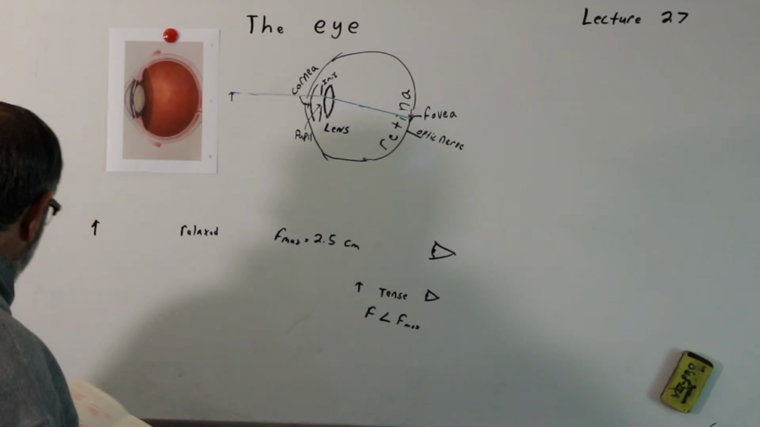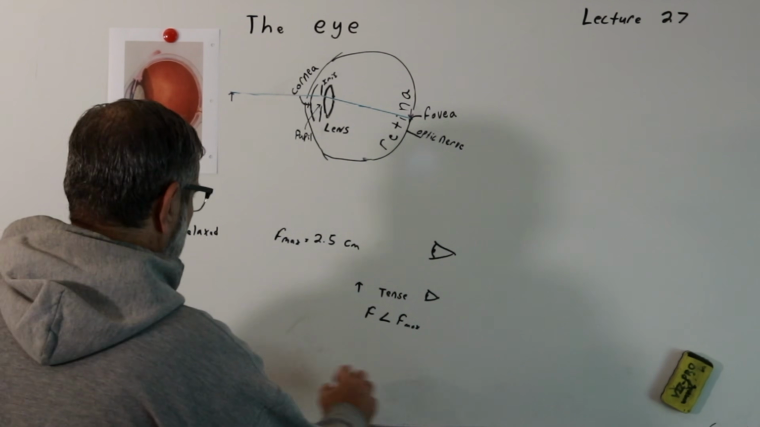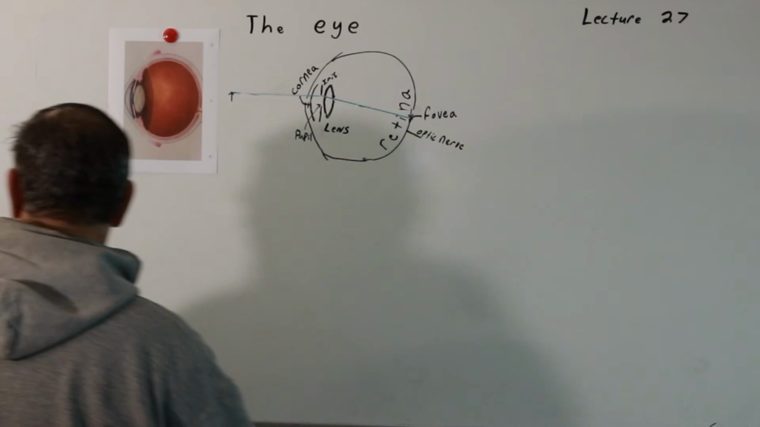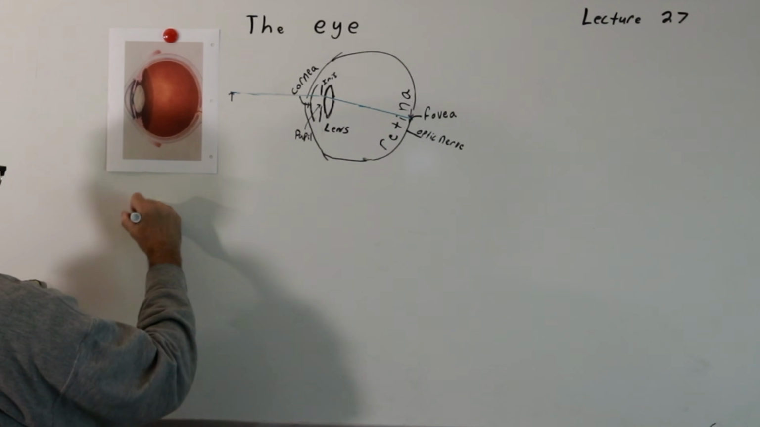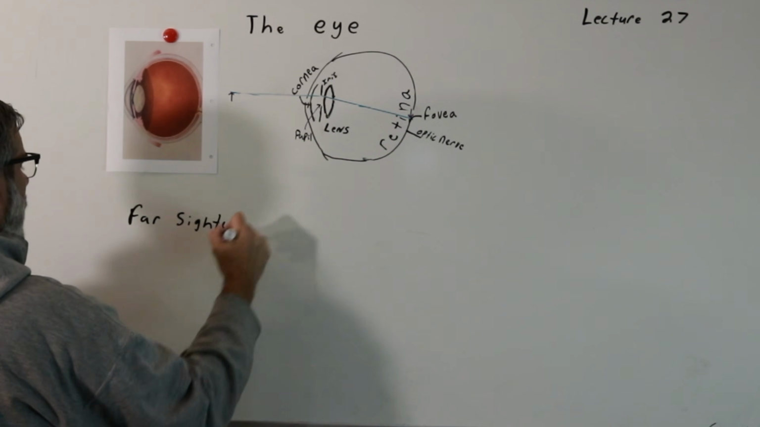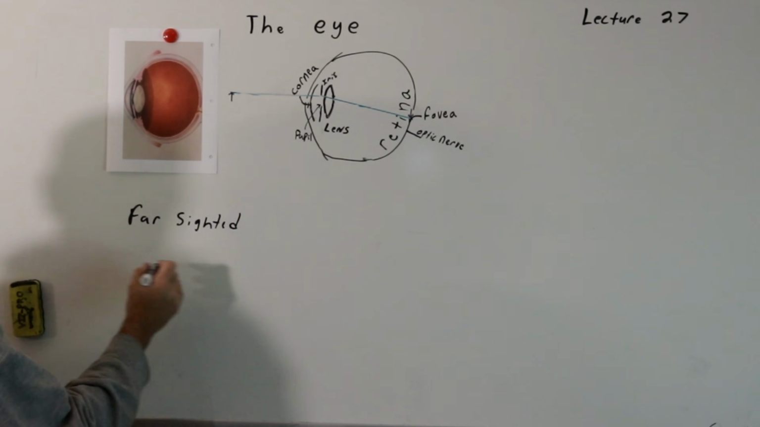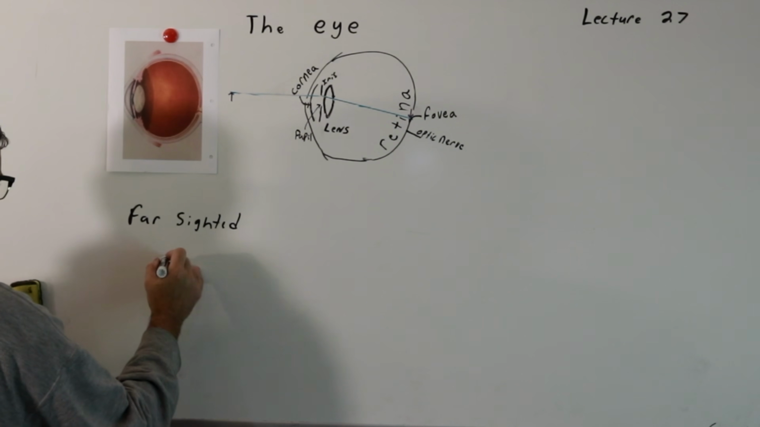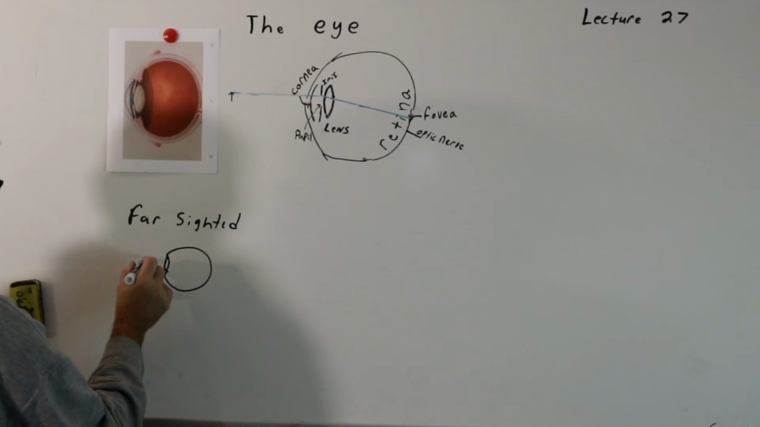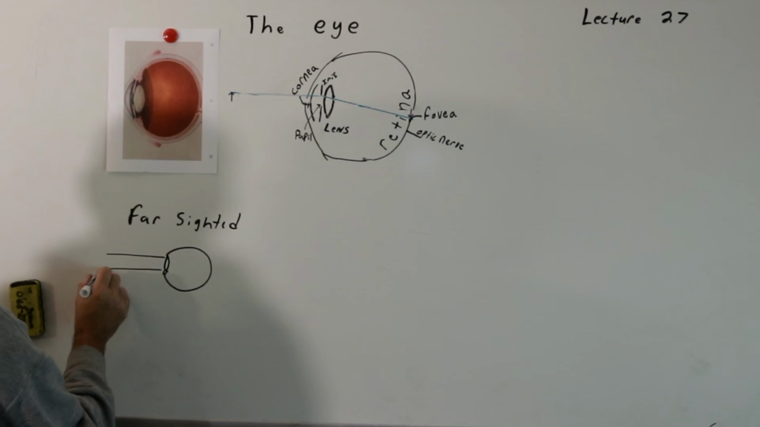All right, finally, let's talk about vision corrections. I'm just going to erase this little bit here. There are two general terms you need to know. Far-sighted. And so we always measure this with respect to the relaxed eye. I'm going to draw a very simple eye with just a lens. There you go. And we're going to have parallel rays coming in.